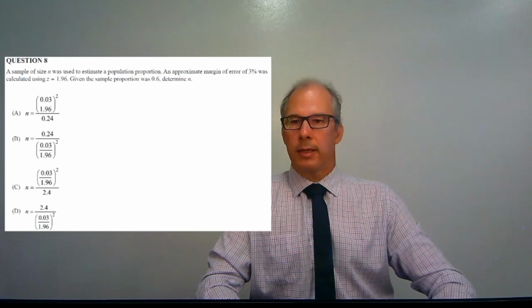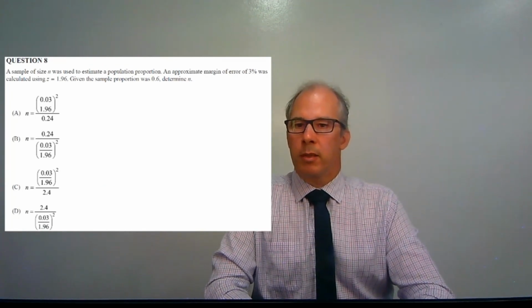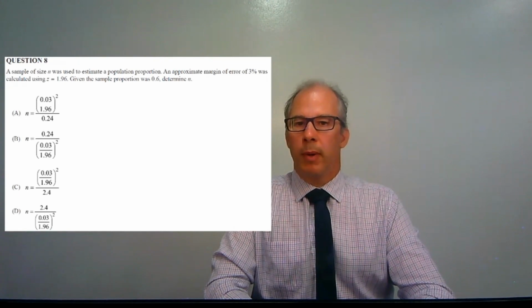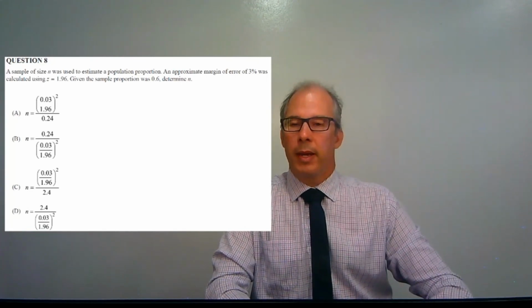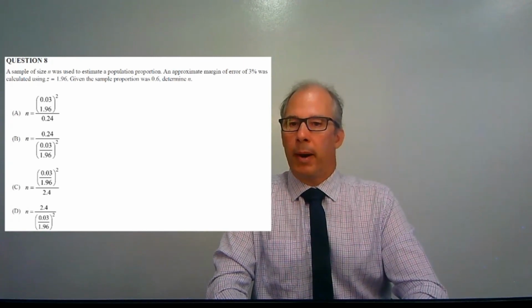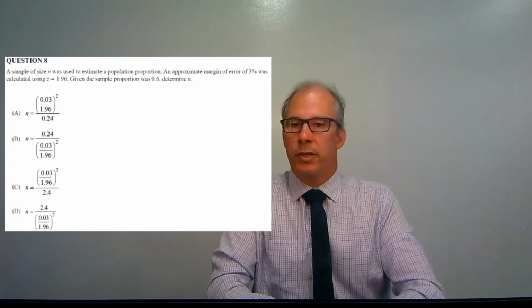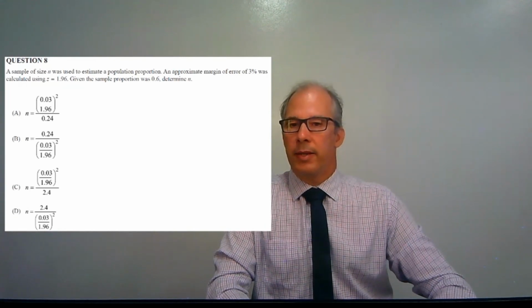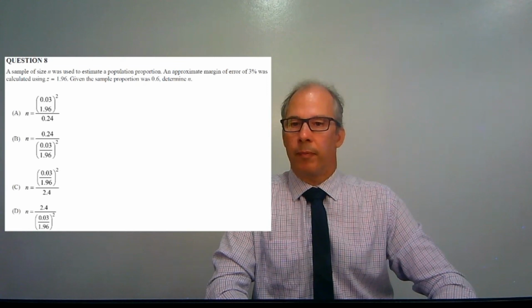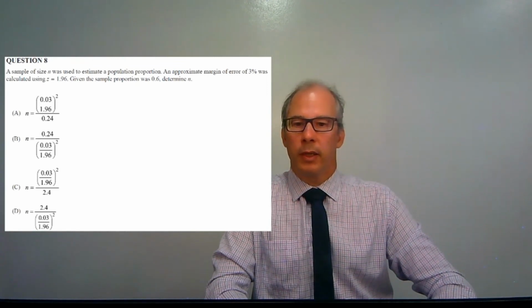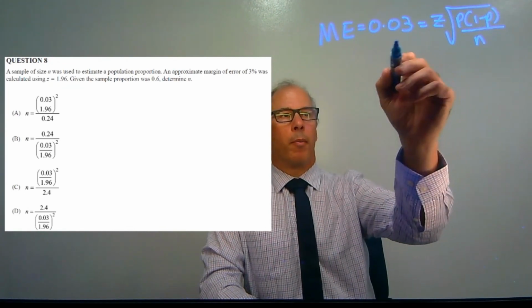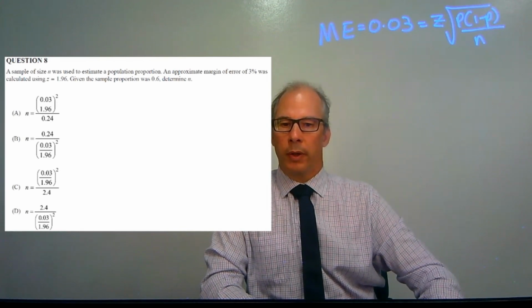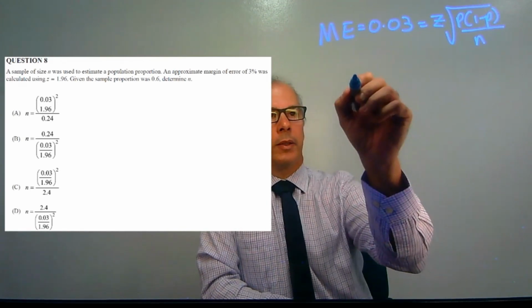Question 8. A sample size of n was used to estimate a population proportion. An approximate margin of error of 3% was calculated using z equals 1.96. Given the sample proportion was 0.6, determine n. Well, we know what our margin of error is in this case. They give you that as 0.03, and we also know what that should be using our formula sheet. And we should get this. We know our margin of error, that's given. We also know some of these other values. We can set this up as an equation.